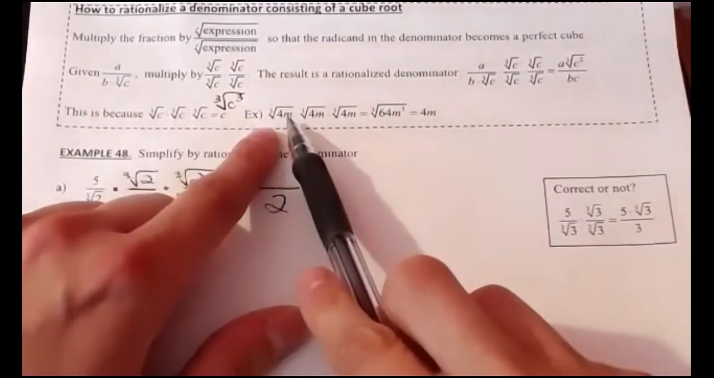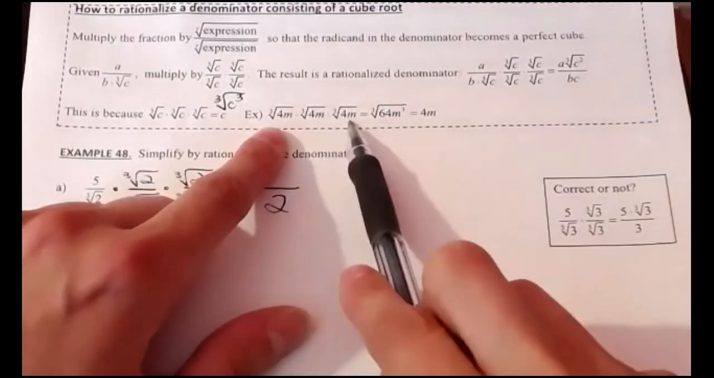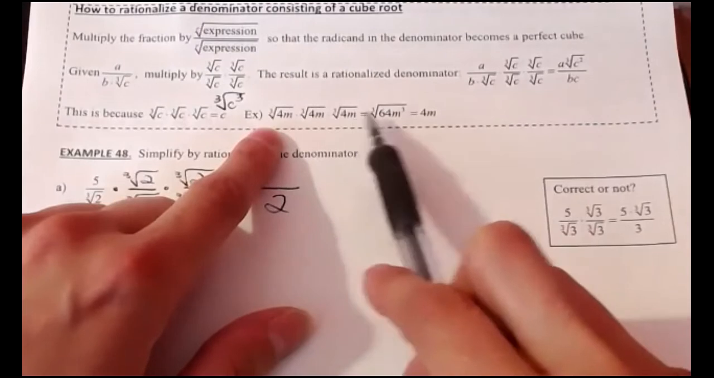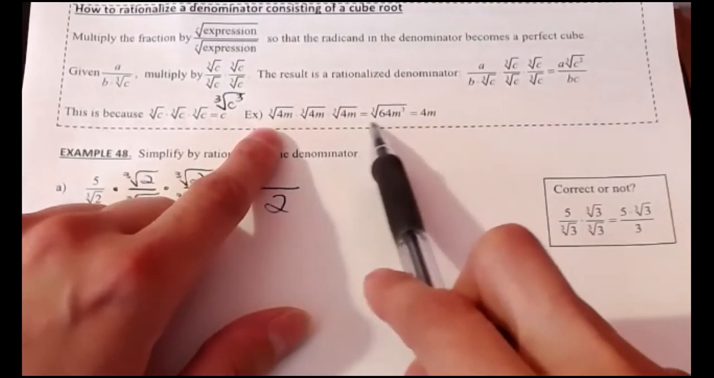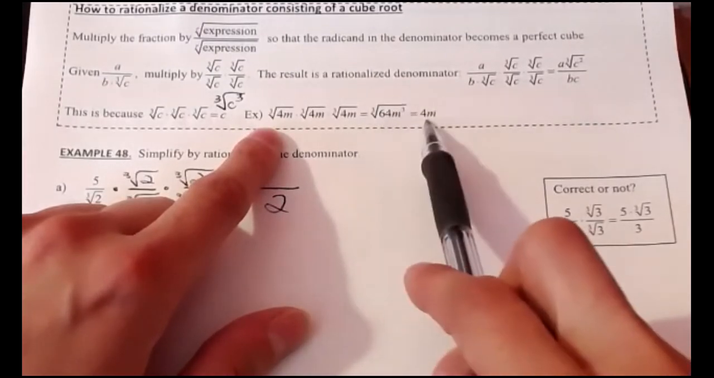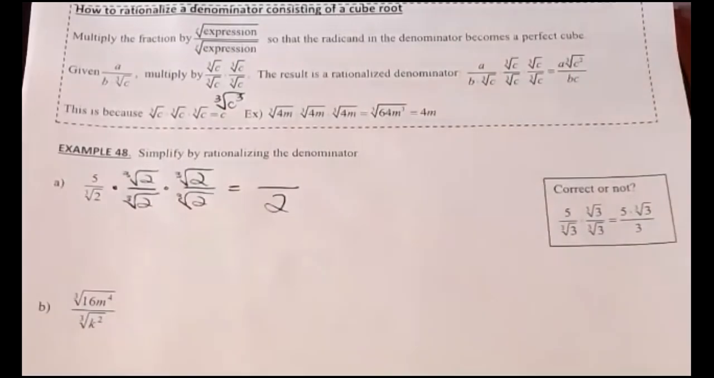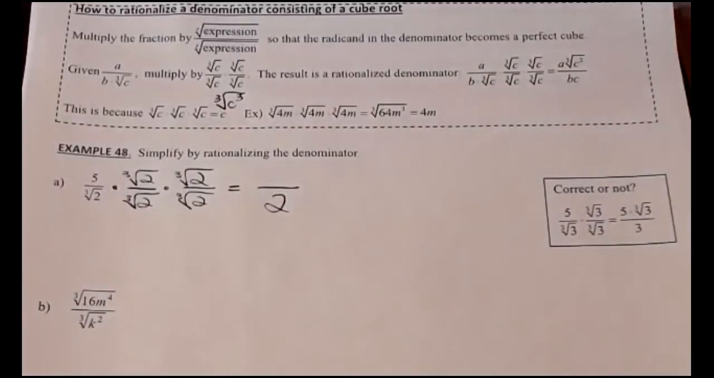Take a look at this guy. Cube root of 4m times itself again. 4 times 4 times 4 is 64. M times m times m is m to the third. And then the cube root of 64m to the third is 4m. You see, 3 of them gives you the radicand. 3 of them gives you the radicand. So I just wanted to show you that so that you can be pretty confident.